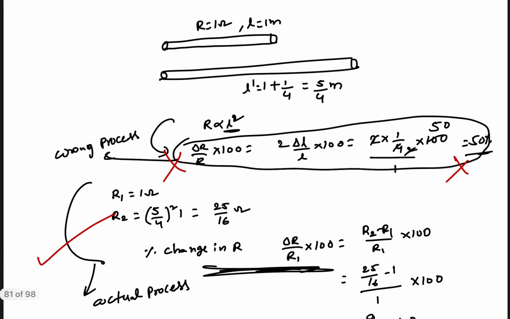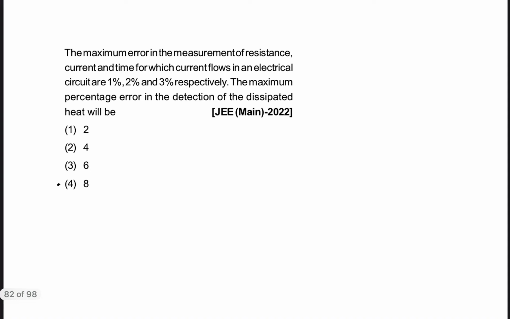Again I am telling, these errors I have written: delta A is very much less than A, delta B is very much less than B, only then you can apply the relative error delta A by A plus delta B by B is equal to delta Z by Z. I wrote that earlier.